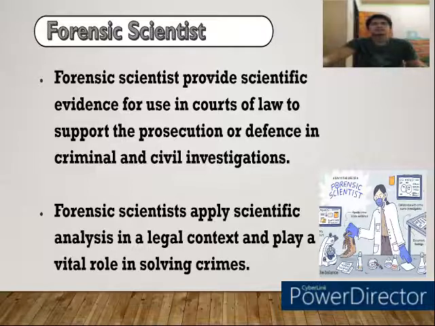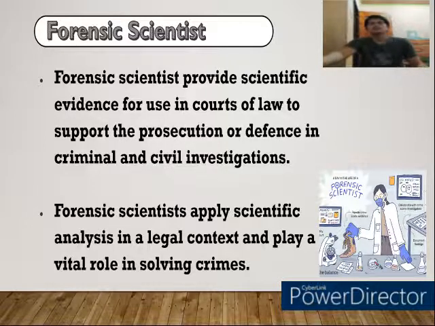Next, a forensic scientist applies scientific analysis in a legal context and plays a vital role in solving crimes. They play a vital role because forensic scientists conduct the most appropriate tests or analyses and document the process in a particular type of field. Afterward, the forensic scientists interpret the result and write a clear, concise report documenting the steps followed to reach the conclusion or opinion of the forensic scientist.